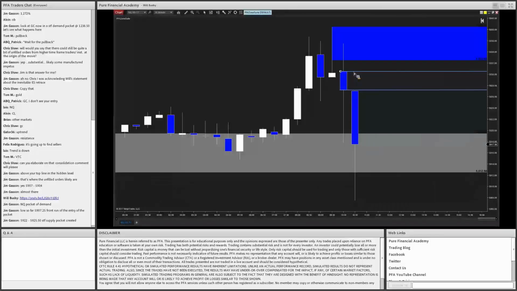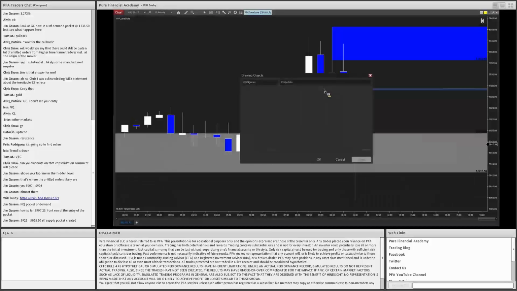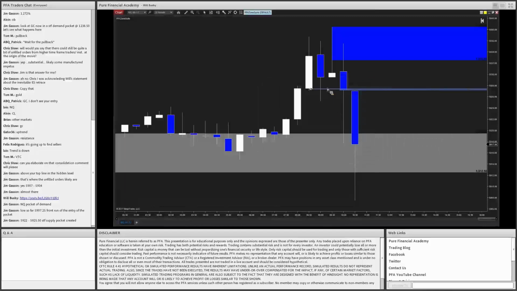So that being said, what I can see here is that we opened here. We traded up into supply and just immediately dropped down. But where did we go? To our demand level. Then we immediately rallied all the way back up, found structure. And from that point right there, I double clicked.